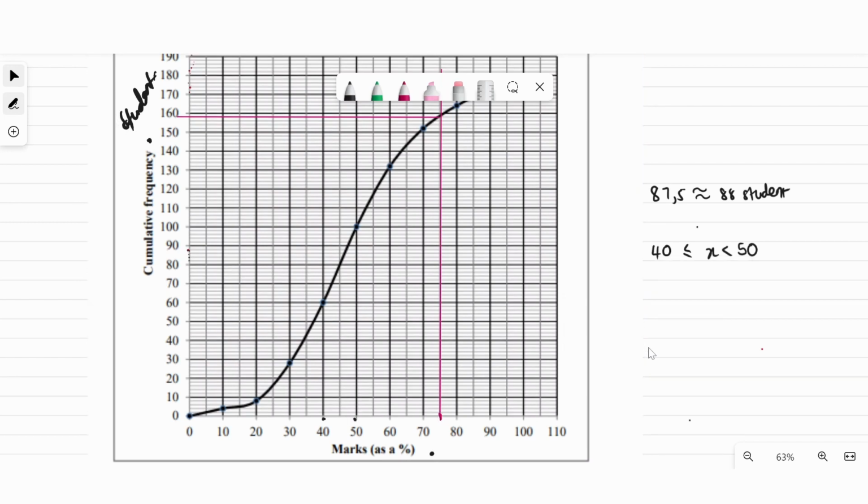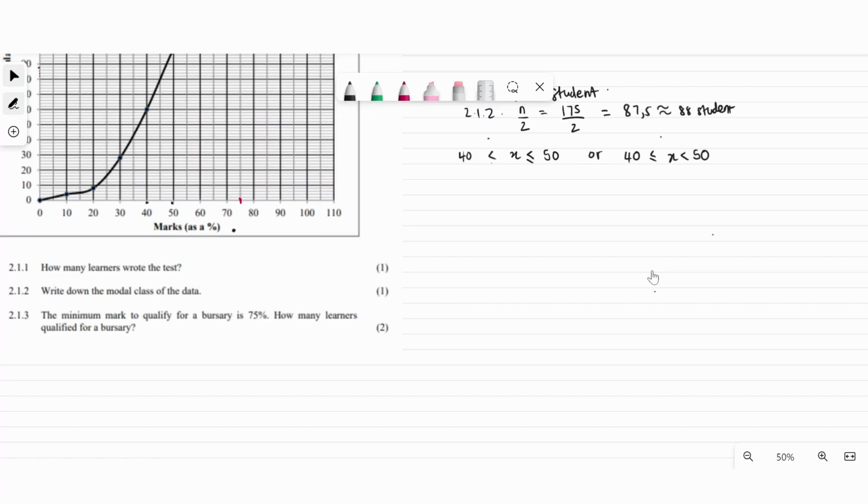So let me unzoom this so that we can solve it properly. For 2.1.3, from the graph what we took is 158 students. But we need to know how many of them qualified. So we need to take the total number of students, which is 155, minus 158, which is equal to 17 students who actually qualified for the bursary. So then we're done with question 2.1.3.